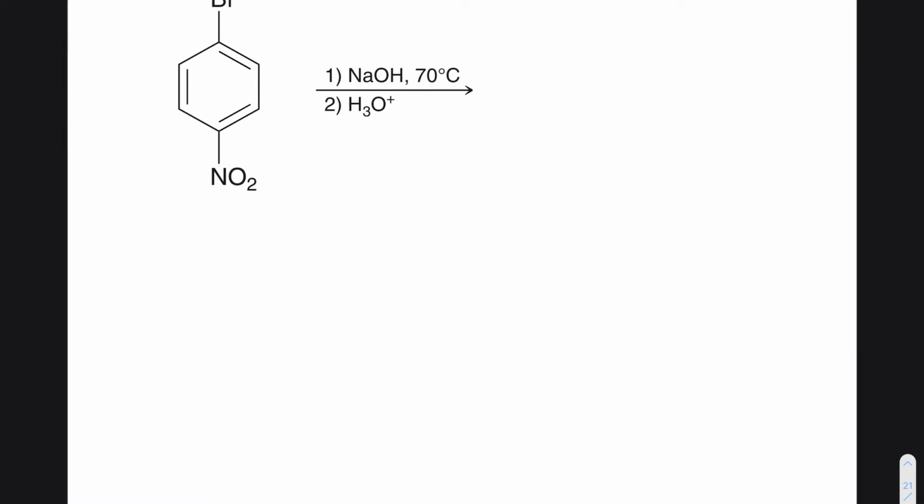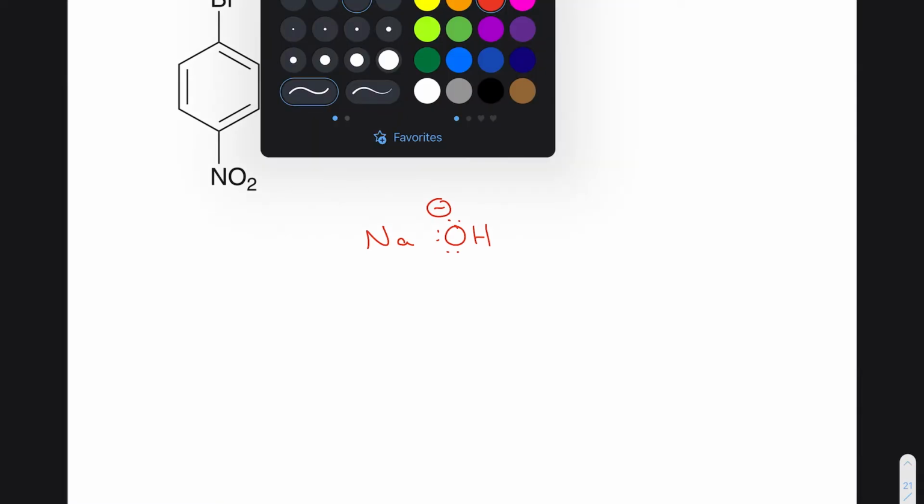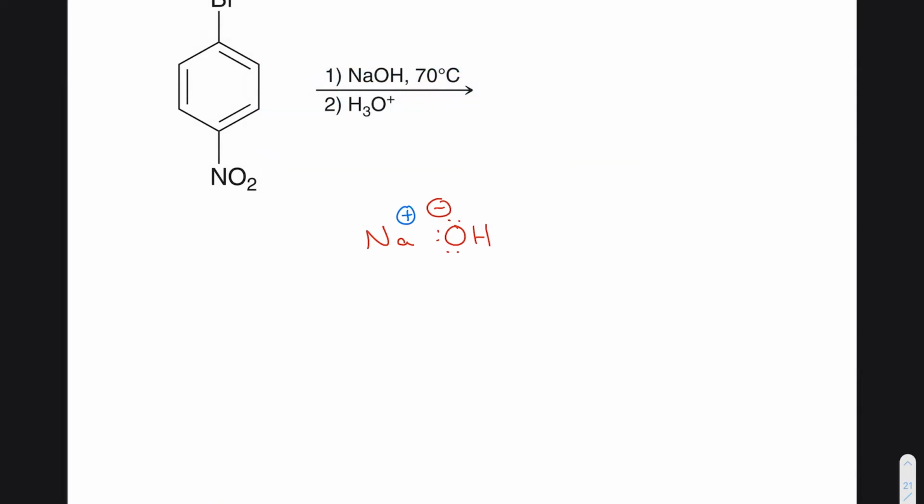We can draw our nucleophile, which is the OH, right? Sodium is a metal, so it has very low electronegativity. So it gives its electrons away to whatever it's bonded to. That's the oxygen, which has really high electronegativity. So this is an ionic compound, a metal and a nonmetal.